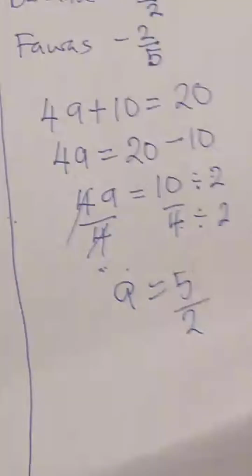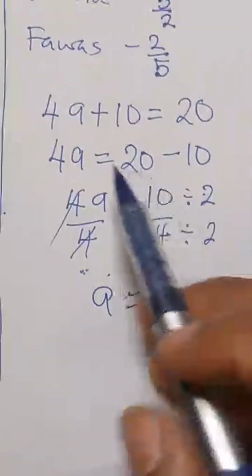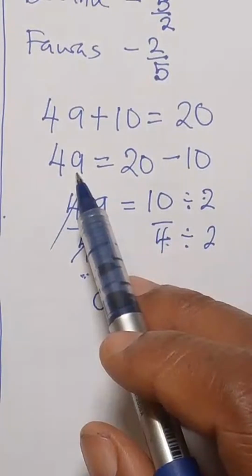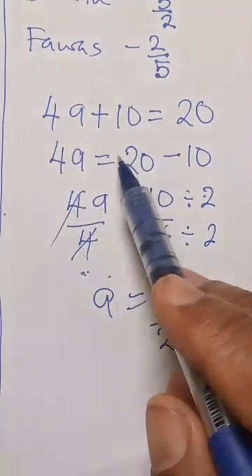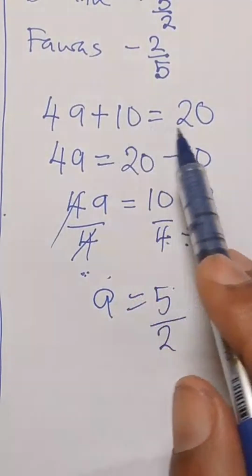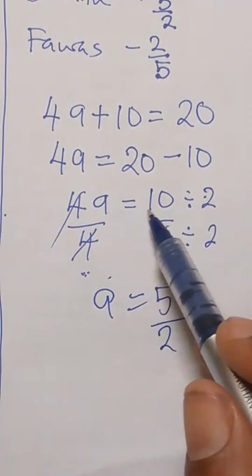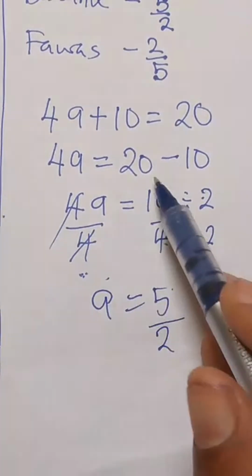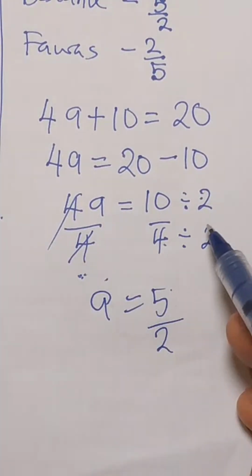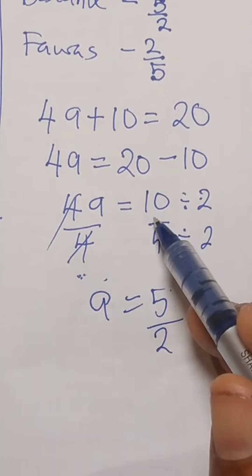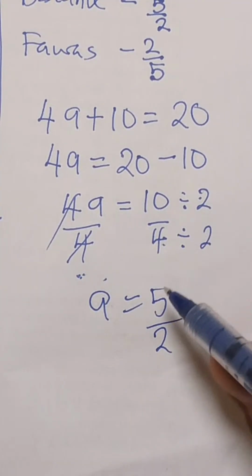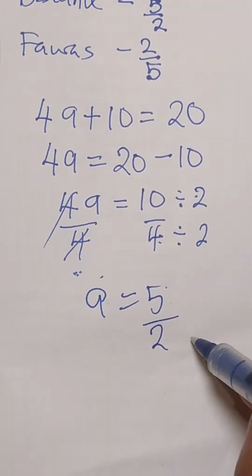So our answer, sorry. Please let me explain what we did here. We have 4a plus 10 equals 20. We collected like terms. 4a went to one side and the constant numbers went to one side. So I have 20. When this plus 10 crosses the equality sign, it becomes minus 10. And we have 4a, 20 minus 10 is 10. Divide both sides by 4. We have a equal to 10 divided by 2 will give us 5, 4 divided by 2 will give us 2. And that is how we got this answer.